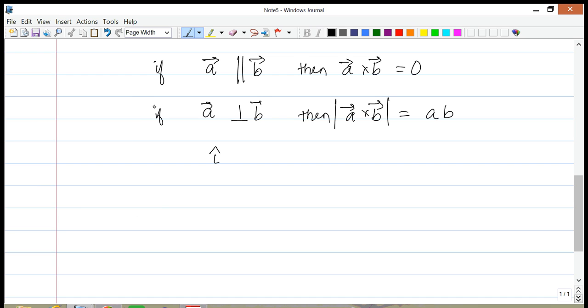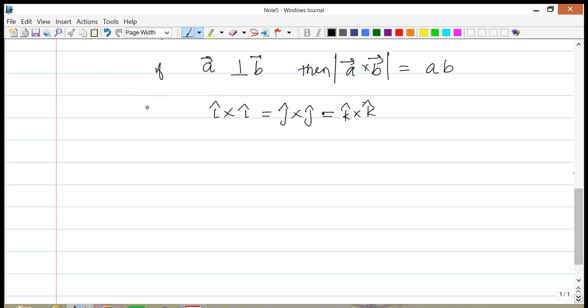So let's say I have vector I. What we know now is that I cross I has to be 0. So does J cross J, and so does K cross K. These are all equal to 0. Now, on the other hand, let's understand what I cross J is going to be equal to. I cross J is according to a right-handed system of coordinates. So this is X, this is Y, then Z comes out here.